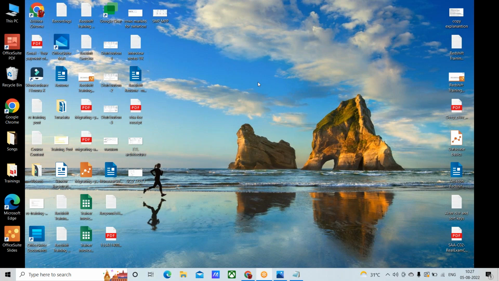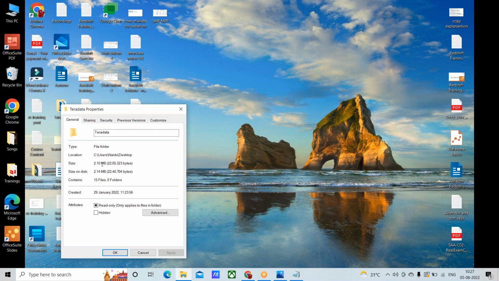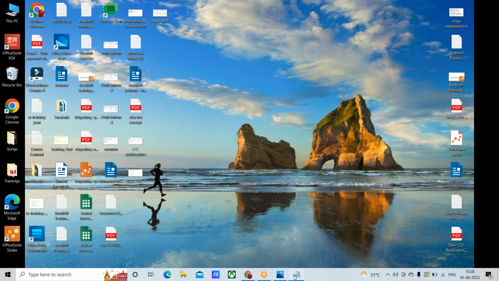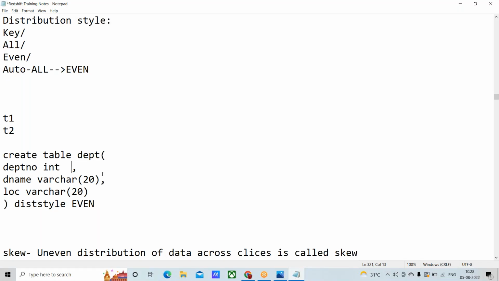Disk means physical. How do we compress? For example, this Teradata folder is about 2.10 MB. If I compress it to a compressed zipped folder, everything will be compressed and it will show some other size. Does it mean the sizes of the inside files are reduced? No, they will be the same, but while storing, the overall size is reduced. In the table, the data types will not get changed, but compression helps reduce the size on the disk while storing.